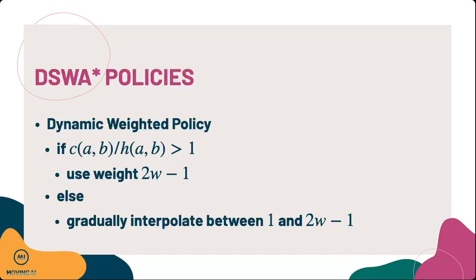What we're going to do is look here and say if the cost of some action divided by the heuristic of that same action is greater than 1, then there's some cost in my environment that I don't know about. So I'm going to use a high weight in order to move through that portion of the environment more quickly. And if my heuristic actually exactly captures the cost, then I'm just going to gradually interpolate between 1 and 2w minus 1. It's sort of like running XDP, but it happens locally, starting from wherever I am in the search and working towards the end. There are other policies that we have in the paper and even in the code that I'm not going to present here.